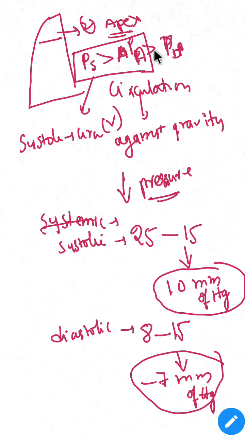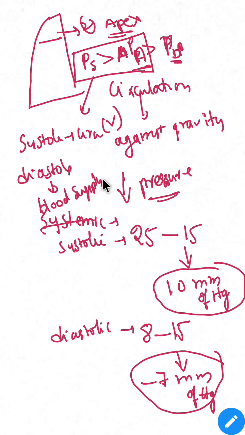Now let's see how circulation goes during diastole. You see, diastolic pressure is less than alveolar pressure, right? So as the diastolic pressure is less than alveolar pressure, circulation will not reach the apex during diastole. So during diastole, blood supply will not be there.